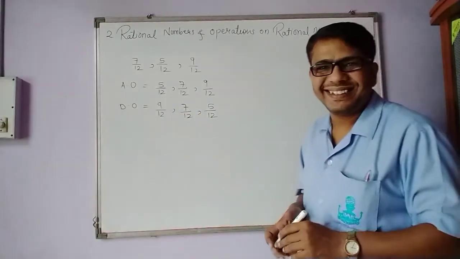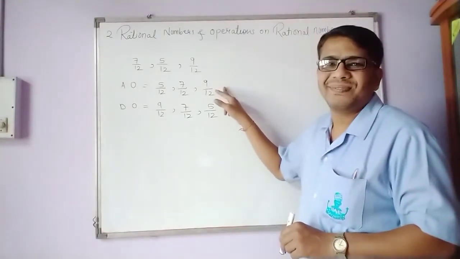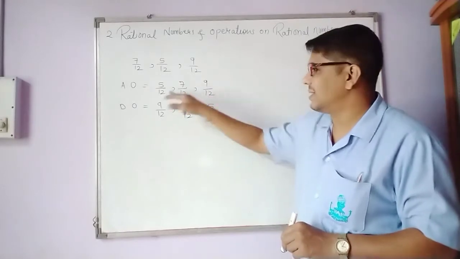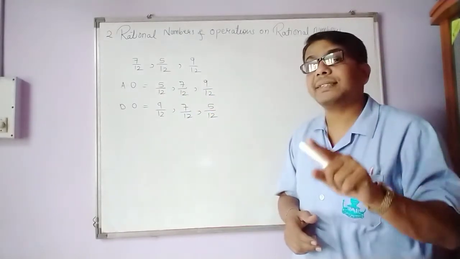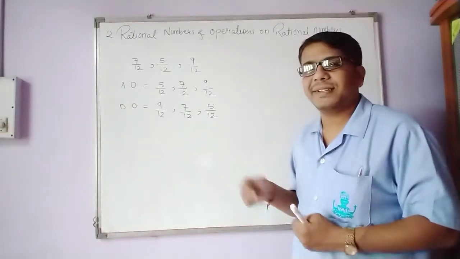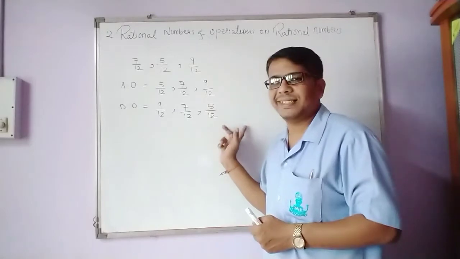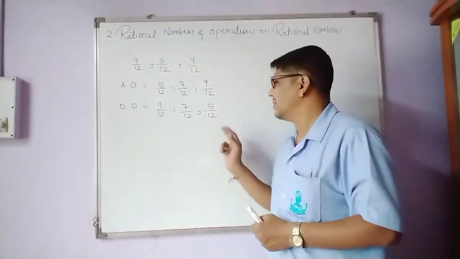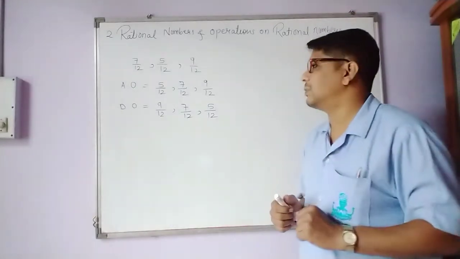Am I right? So which is the first term from the left in the ascending order? Yes, 5 upon 12. Which is the last term from the right in the descending order? Last term from the right. So right is this side, so I will be going towards this side. So the last term from the right is 9 upon 12. You should be ready for such types of questions.